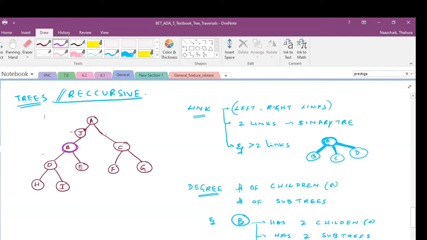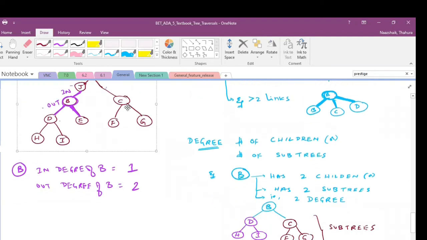And if you look at any node, you have something called an in-degree. That means, to reach B, and you have something called an out-degree. Out-degree means out of B. So you have an in-degree and you have an out-degree. If you look at B, the in-degree of B is 1 because there is only one node coming in. The out-degree of B is 2. In a binary tree, at most you will have 2 out-degrees. Now, I will pick the same diagram.